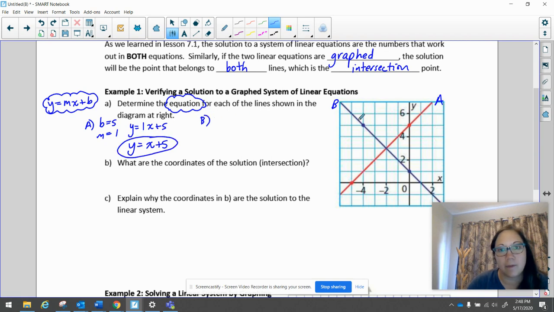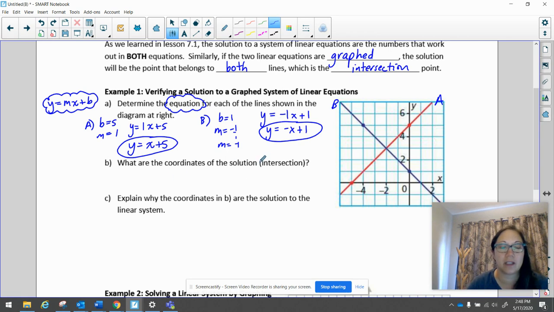For line B, the one that's going down as we go to the right, it has a y-intercept of 1, and it has a slope of negative 1 over 1. In other words, negative 1. So y equals negative 1x plus 1, or y equals negative x plus 1. So there is our second equation.